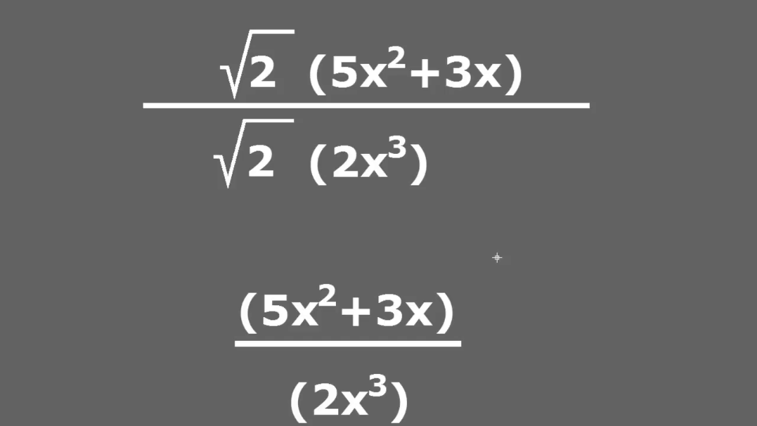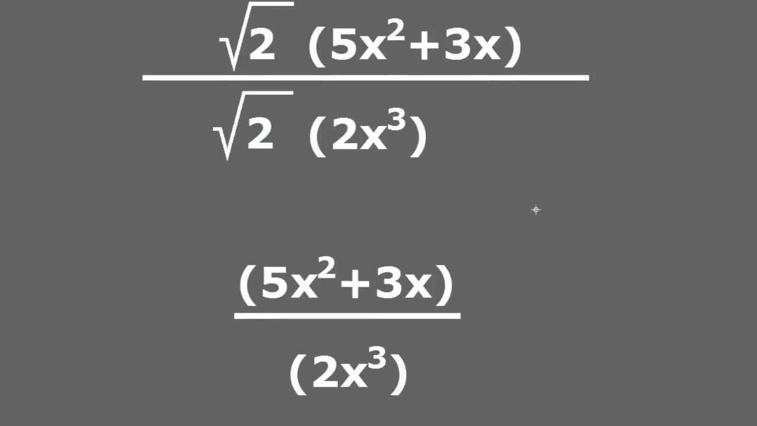I don't have to write multiply by 1. So it just seems like they disappear, but they did not disappear. They just became a 1, a multiplication by the number 1. So in the end, what I have is from the numerator 5x squared plus 3x, and from the denominator 2x cubed.